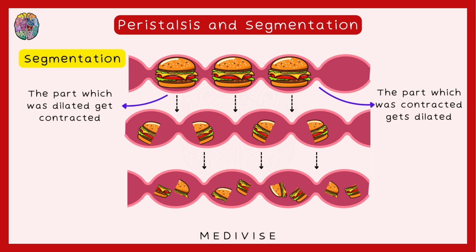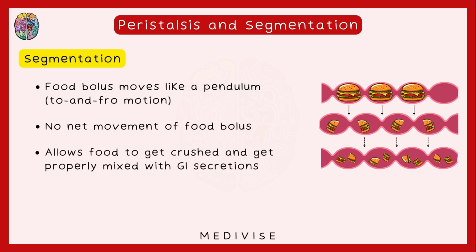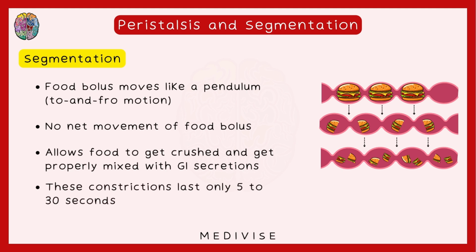So it is getting chopped up, it is getting mixed with the GI secretions. But as you can see, there is no net movement of the chyme. It almost stays in the same place. Quickly summarizing it, the food bolus here moves like a pendulum, meaning a to and fro motion is seen, but no net movement of the food is seen. But then what are we achieving by doing this? By segmentation, the chyme is getting crushed and properly mixed with the GI secretions, which is very important. And another small point, these constrictions last only about 5 to 30 seconds.